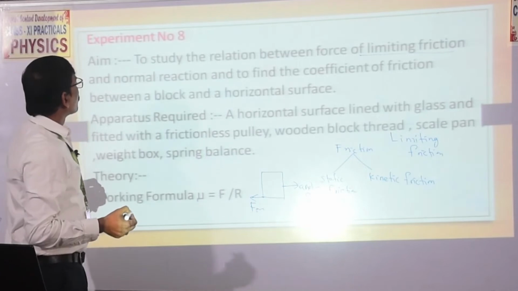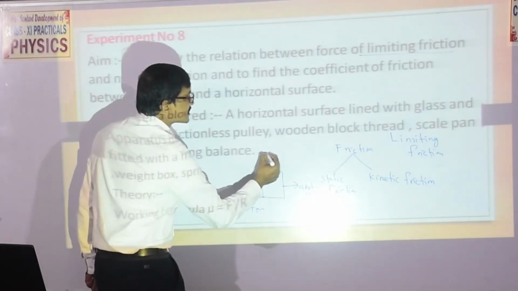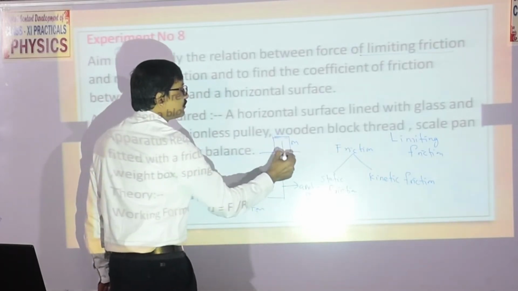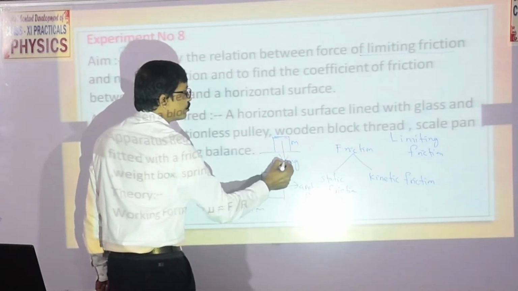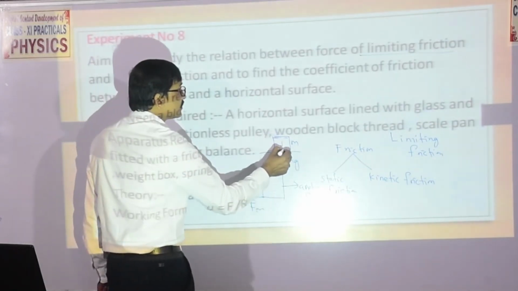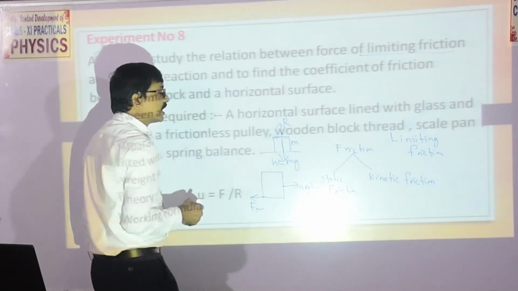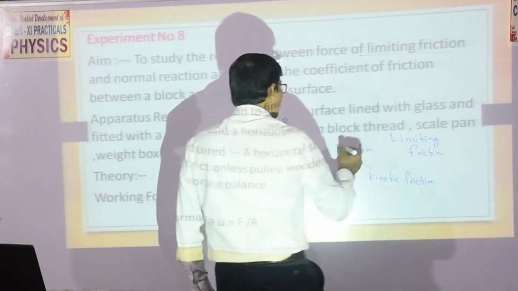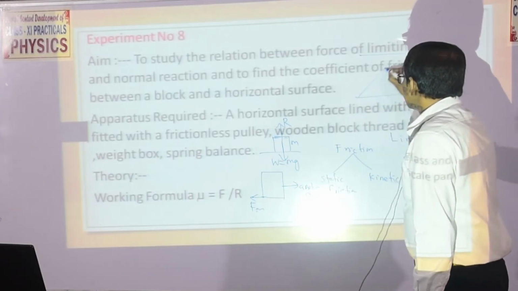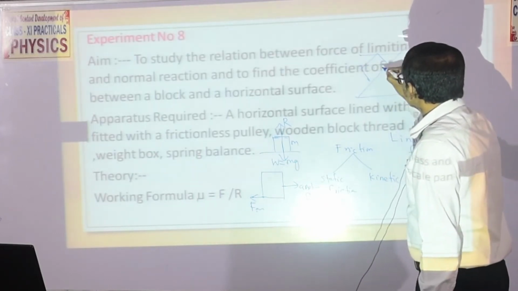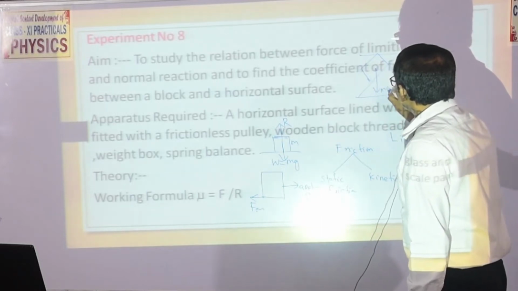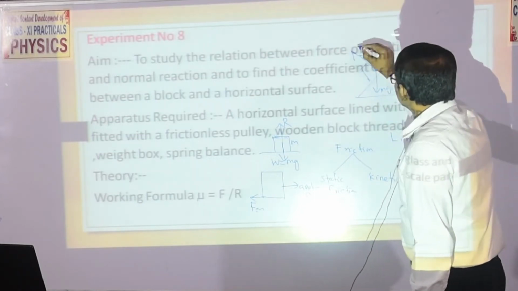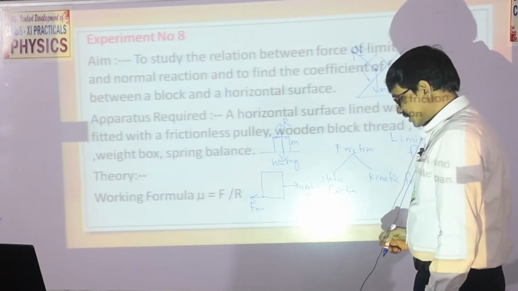Now, normal reaction. Suppose a body is placed over a surface. The body has a weight; the mass is m, so the weight is W equal to mg. But the normal reaction R acts in this direction, which is normal to the surface on which the body is placed. Suppose a body is placed on an inclined plane. Then the weight is vertically downward, but the normal reaction is normal to the surface on which the body is placed.